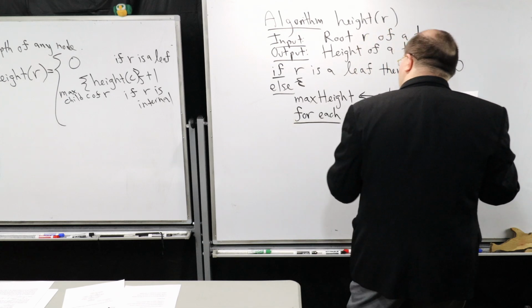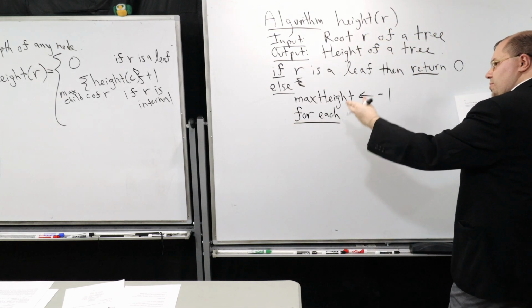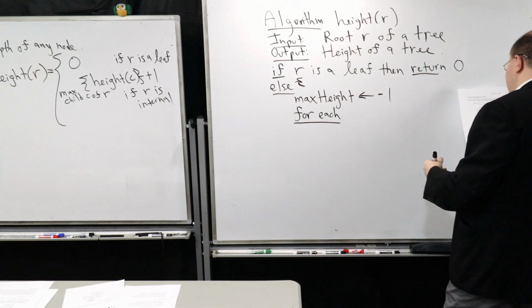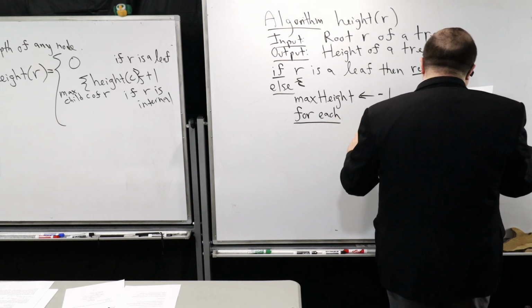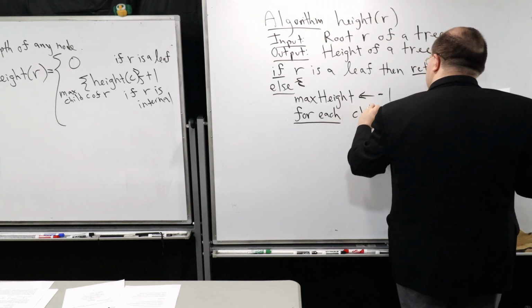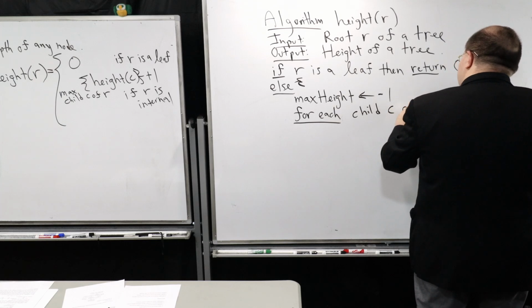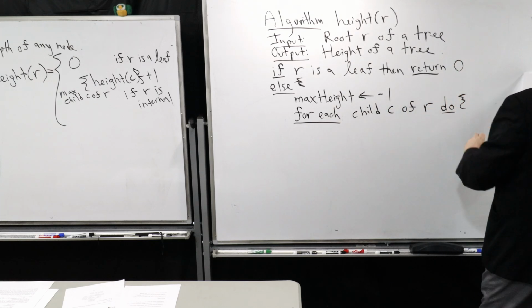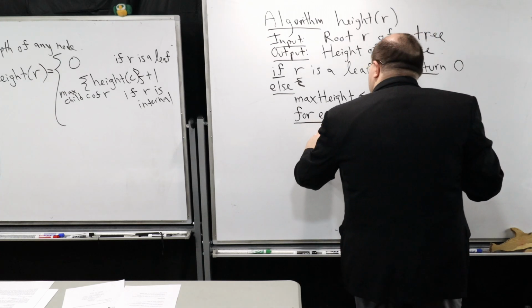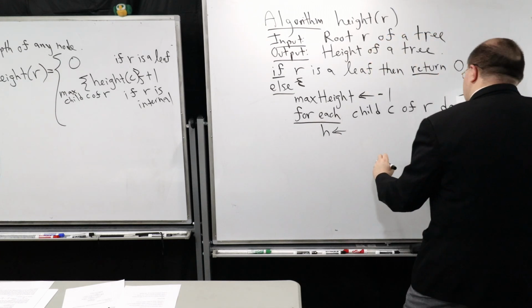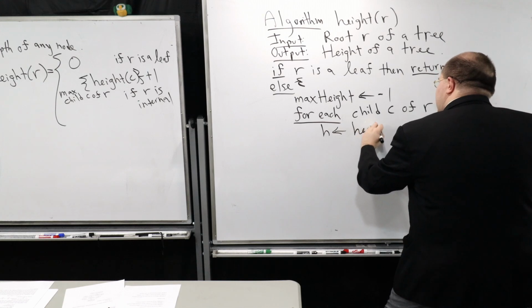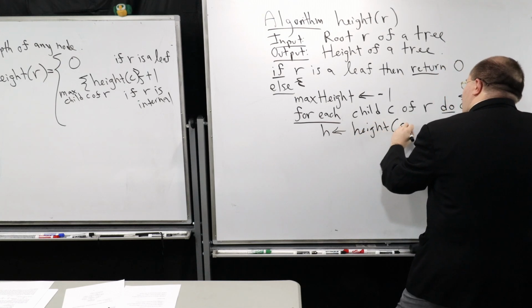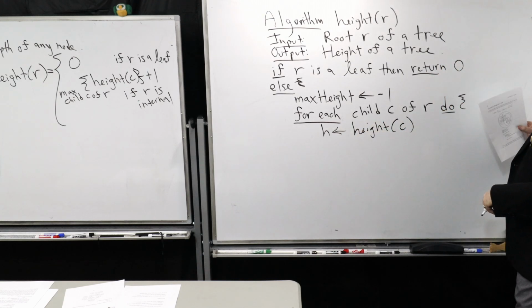So I'm going to use a for each loop. This is just going to go through each one of the children pointers. If there are any, for each child C of R, we're going to do the following. I'm going to compute the height of my child. So I'm going to call height recursively on my child C.